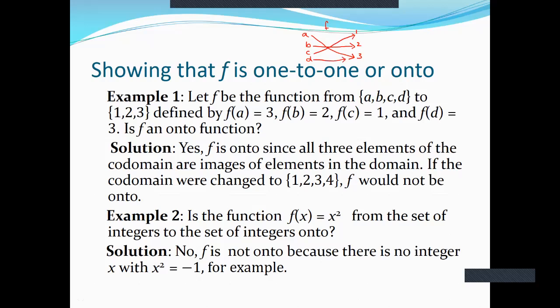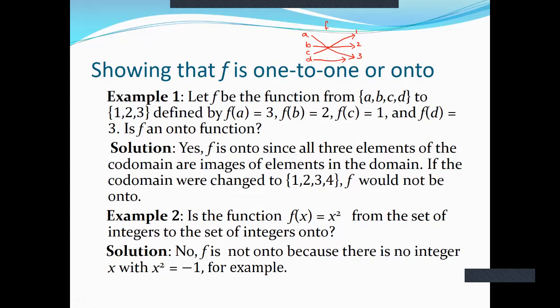Now that we have mapped this function, what we need to prove is whether f is an onto function, meaning a surjective function. Yes, it is onto, or surjective, since there is no element left in the set B, the codomain. All of 1, 2, 3 have pre-images in set A. Since all three elements of the codomain are images of elements in the domain, f is onto. We represented it in the diagram here.